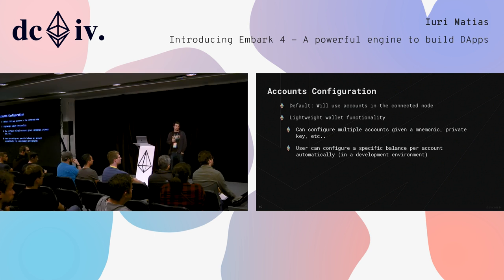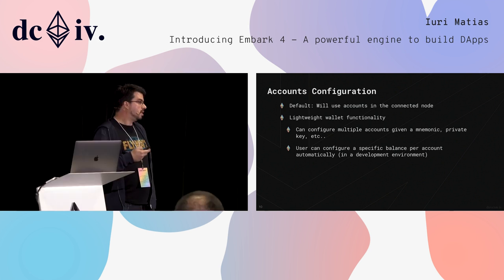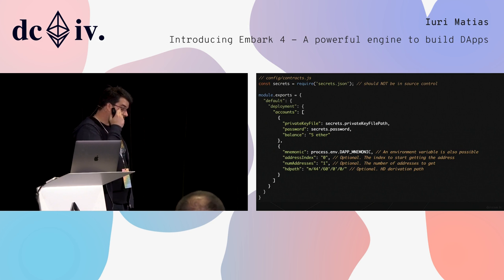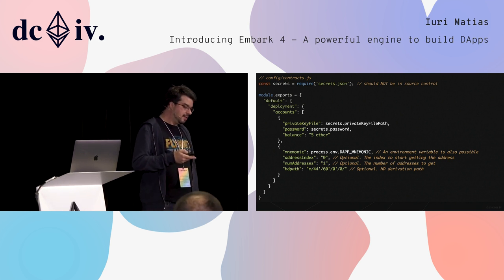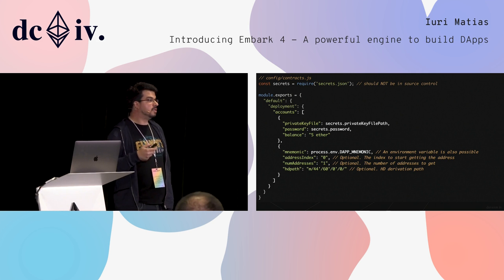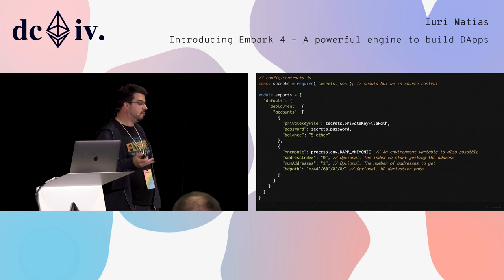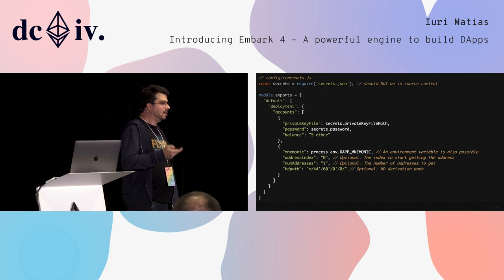So the accounts by default, we will take the accounts on a connected node. However, there's a light wallet functionality which you can use to specify accounts and even set their balance. In this case, we define two accounts. For one we use a private key, for another we use a mnemonic. Those are two examples that are possible. Preferably don't put your private key in source control. You can see there's a balance of 5 Ether, so if you're in a development chain or on a test environment, we'll set that to 5 Ether. Of course, this won't work on mainnet, but it's just for development.